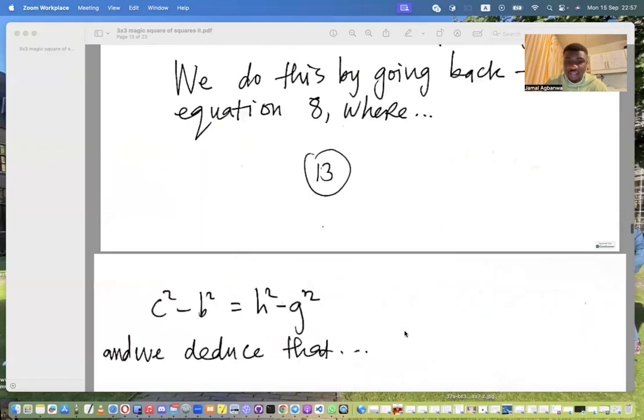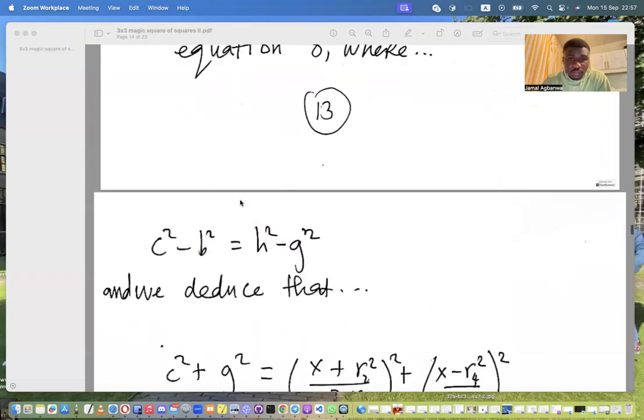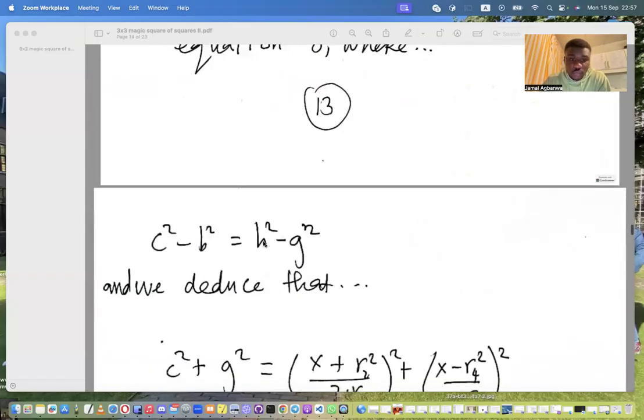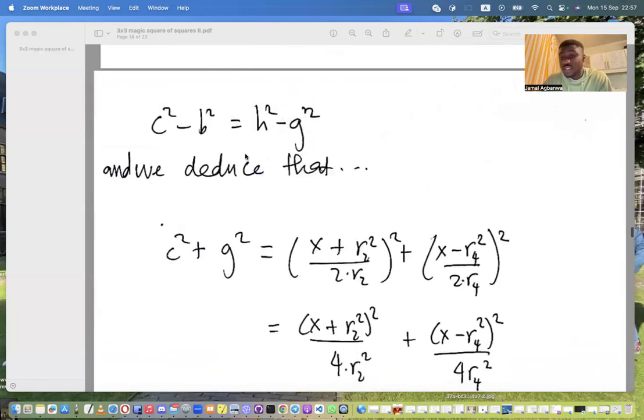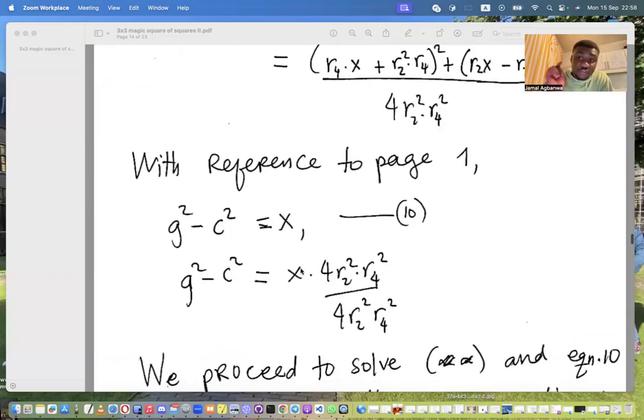So my only way of addressing that was to go back to equation 8, this one. And when you do a bit of operation work, since we're able to already work out what the formula for b squared and h squared was, it was very easy to just get c squared plus g squared. It equals this formula, then some operation work, and then we get this. And when we refer to page 1 before, we find out that g squared minus c squared is also equal to x squared, so equal to x, sorry, and with a bit of operation work, this is the same as 1, and 1 times x is x.